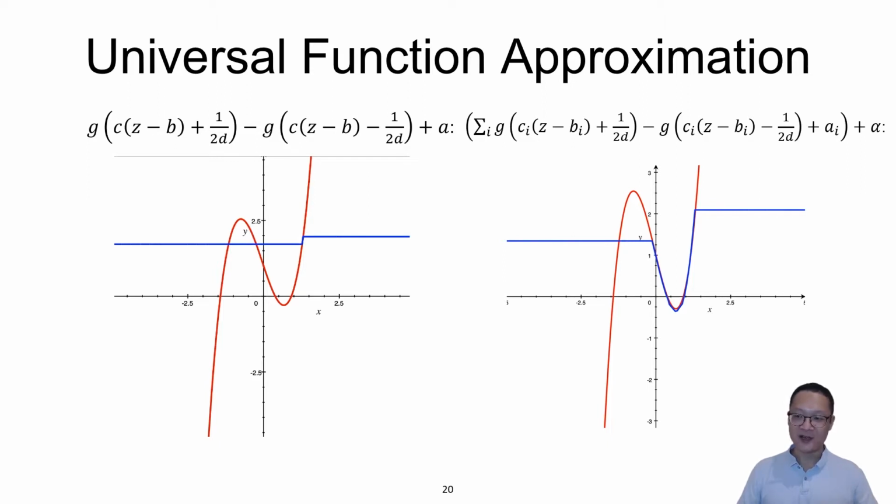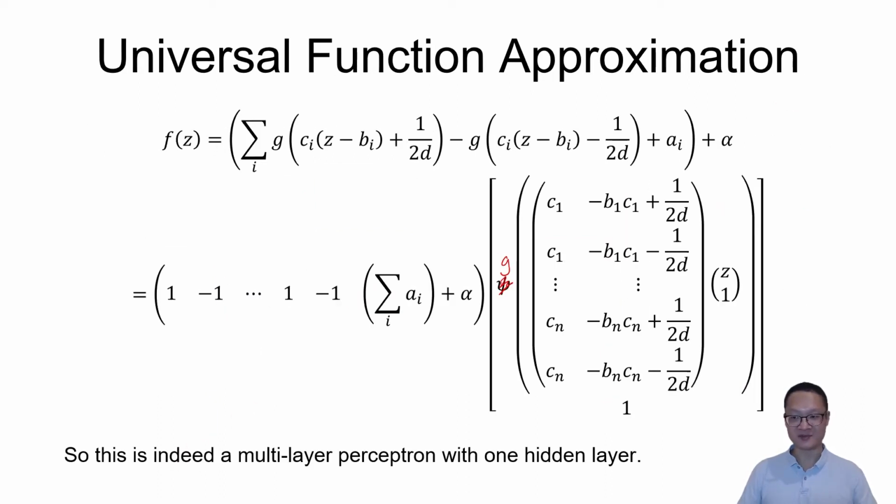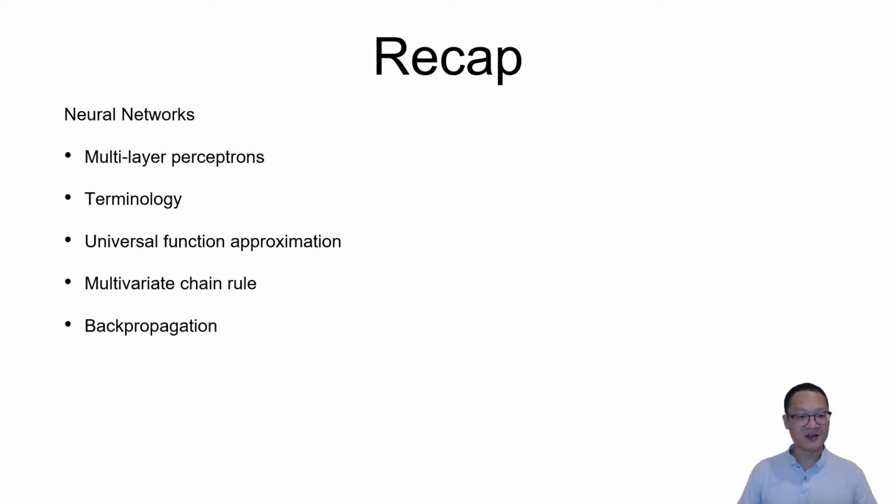Okay, and then we show that the function on the right here with the summation, let me get the laser pointer out, is actually just a single layer multi-layer perceptron. So that was the universal function approximation capabilities of the multi-layer perceptron. That basically motivated the use of MLPs.